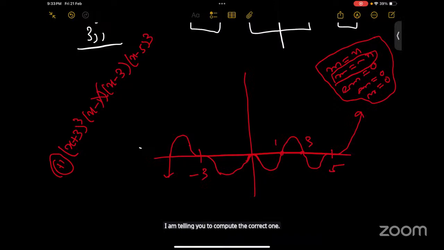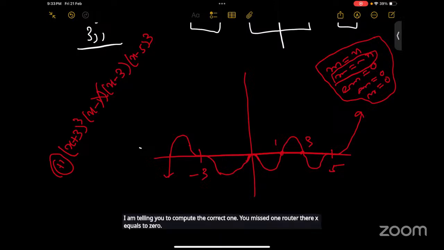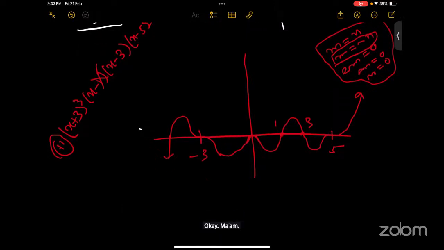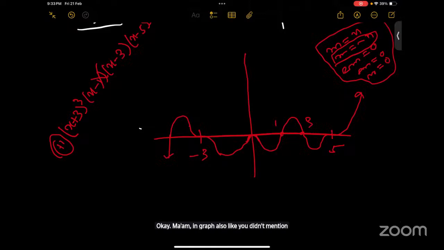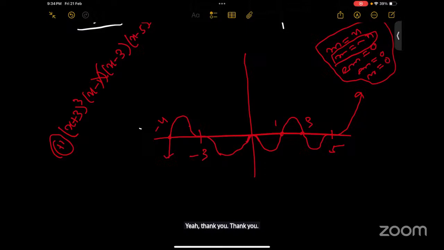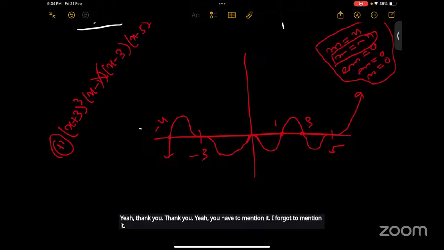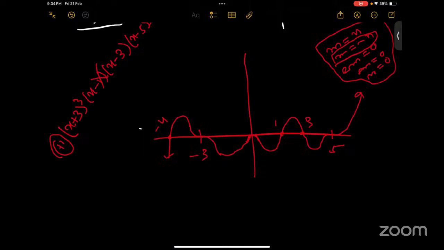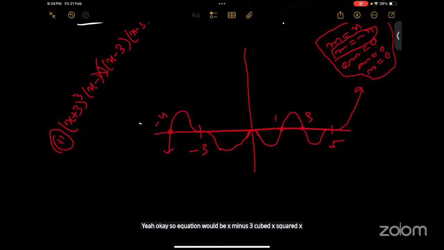You missed one root here. X equals to 0. Ma'am, in the graph also, you didn't mention one root, like on the left hand side in the negative, the graph is cutting the x-axis, but there is no point. Yeah, thank you. Yeah, you have to mention it. I forgot to mention it. This point is -4. Okay. Yeah, okay. So the equation would be x minus 3 cube, x square, x minus 1, x minus 3, x minus 5 cube, x plus 4.